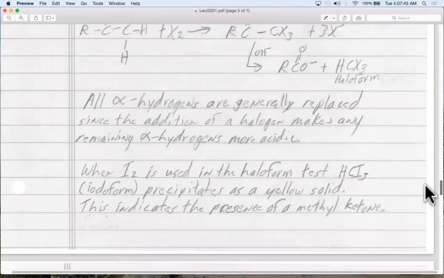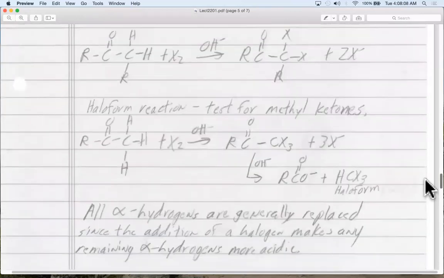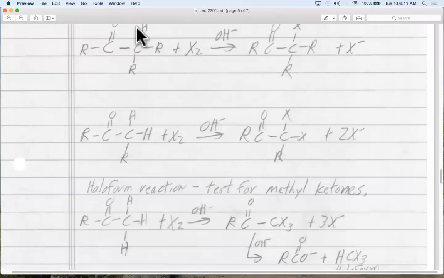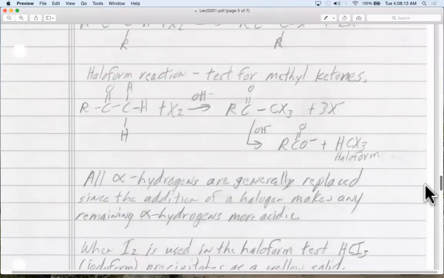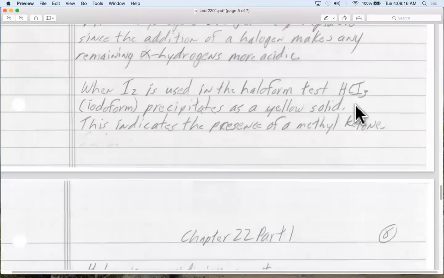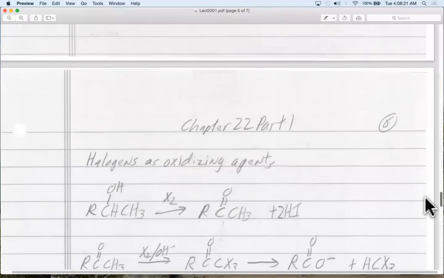Now, if the halogen happens to be iodine, this is a very, very good test for methyl ketones because it forms iodoform. An iodoform is a bright yellow solid. So if you have a methyl ketone present, you get iodoform formed. But if you have just two hydrogens or one hydrogen on the carbon, notice the reaction will not give you iodoform. So the iodoform test is a perfect test for a methyl ketone.